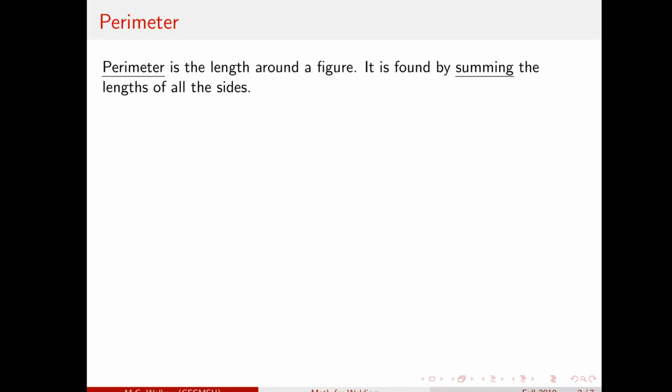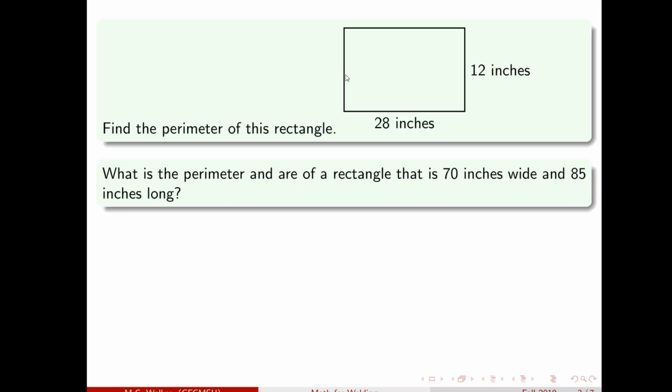Let's talk about perimeter. Perimeter is a geometric figure measurement. It's found by summing the lengths of all the sides, and to sum up something is to add it up. So we take the length of all sides and add them up. Here's a rectangle, and we get 28 inches.